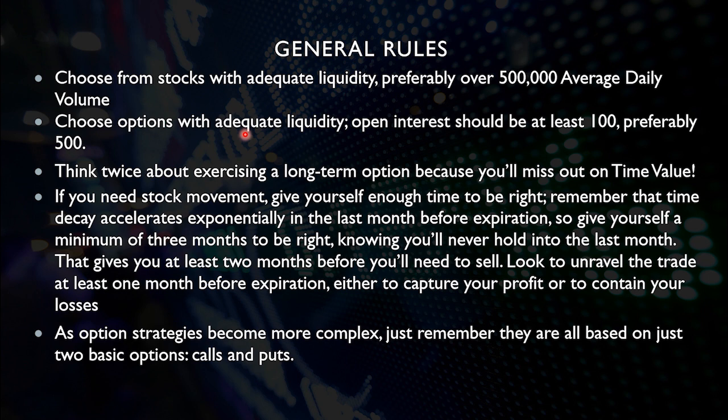If you buy a call and the stock price goes up, and you bought a call which has a low open interest, you may have trouble selling that call even though you're profitable on it, because there's no buyer out there that's willing to buy it off you. So you got to be really, really careful if you are buying or selling options which have a low open interest. Good rule of thumb, at least 100, preferably 500.